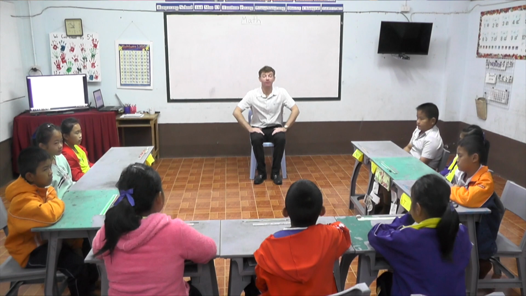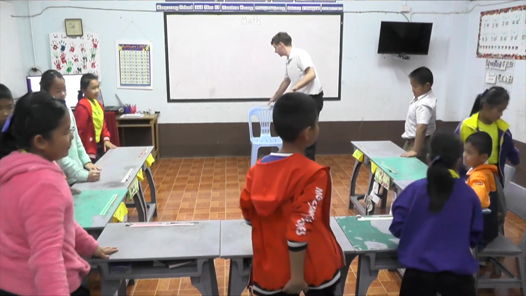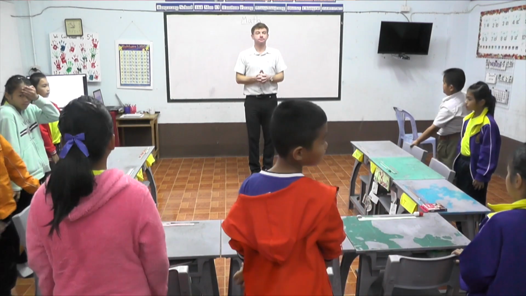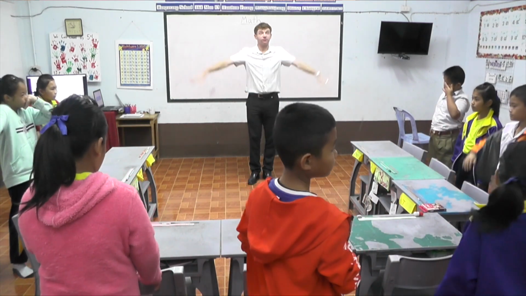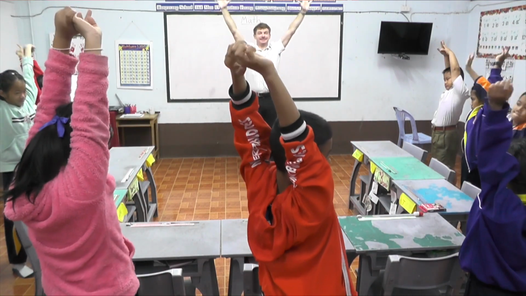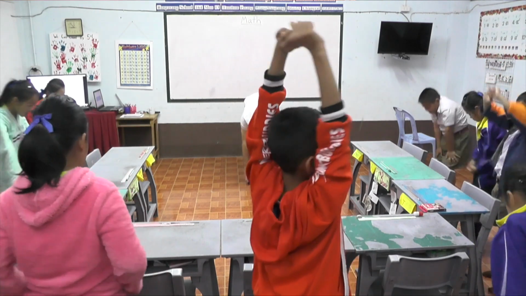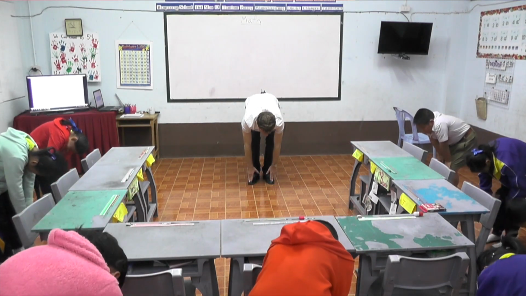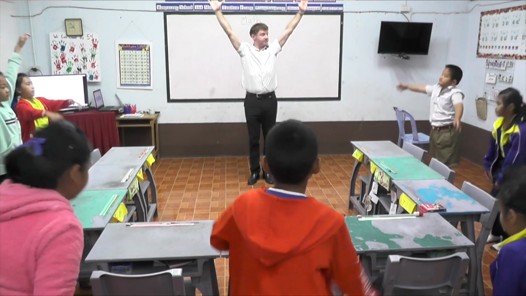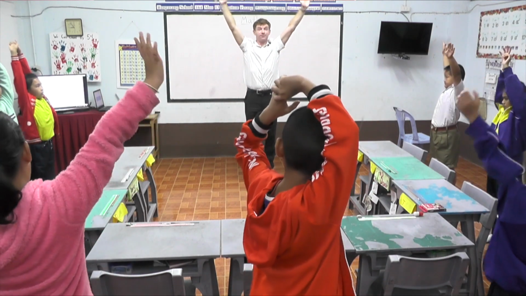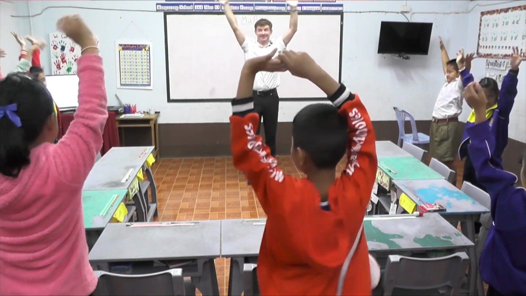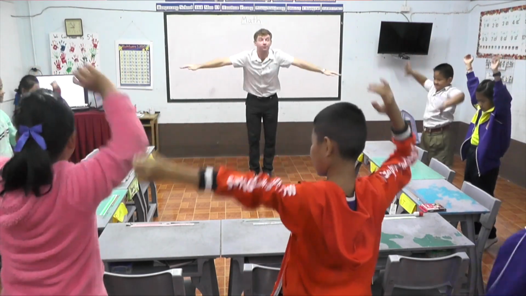Next, we'll do our stretching sequence. Let's stand up and push in our chairs. Let's begin by stretching up high, high to the sky. Then let's stretch down low and touch our toes. Go back up high, and this time, can we go tippy toe high? When we're there, give a wave. Then back down, touch our toes.